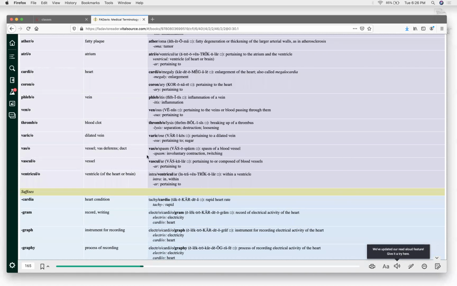Vasospasm. Now, your arteries and veins are surrounded by muscle. Arteries are surrounded by muscle more so than the veins. That's why you have blood pressure, because when your blood pressure drops, the muscles start squeezing a little, so it helps maintain blood pressure.